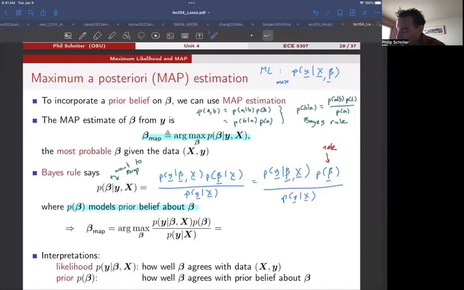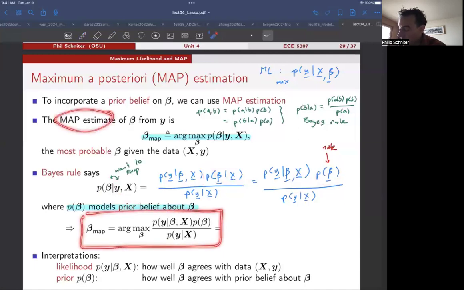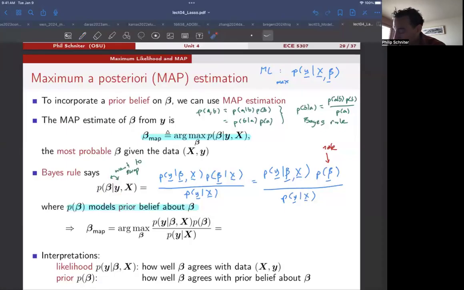Okay, so finally, at the end of the day, this is the equation we get for MAP estimation, although we can actually make one more simplification. If we're trying to maximize over beta, you can see that this denominator is not really playing any role whatsoever in terms of that maximization. So we can finally just write this as probability of y given beta and X, times probability of beta.